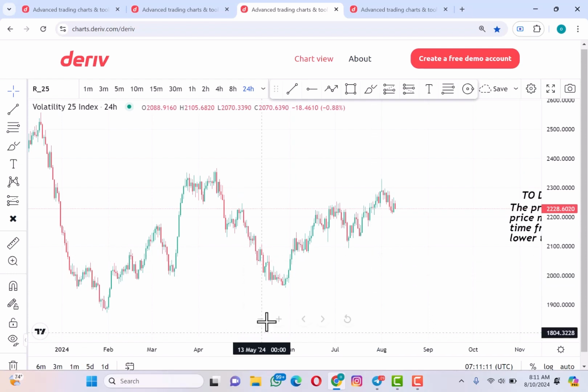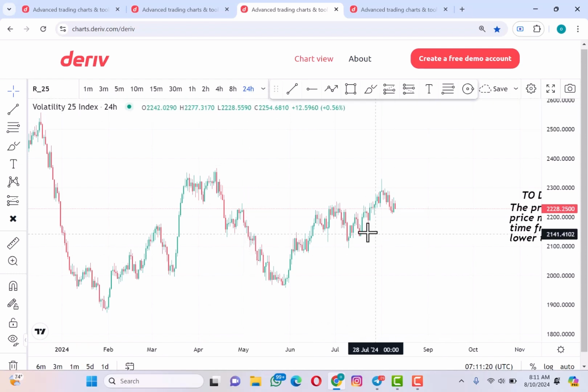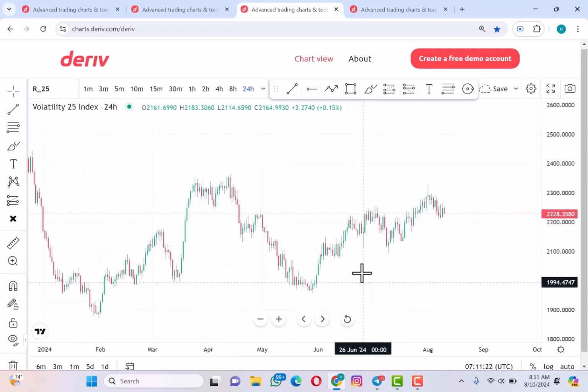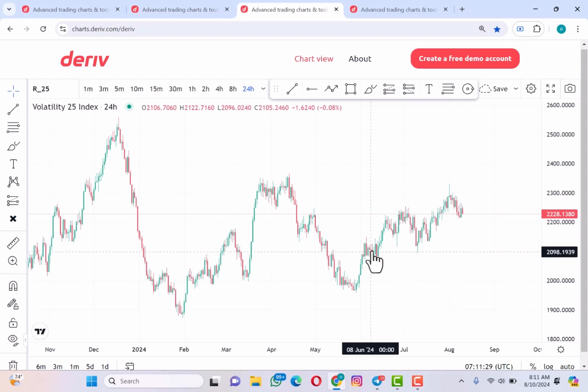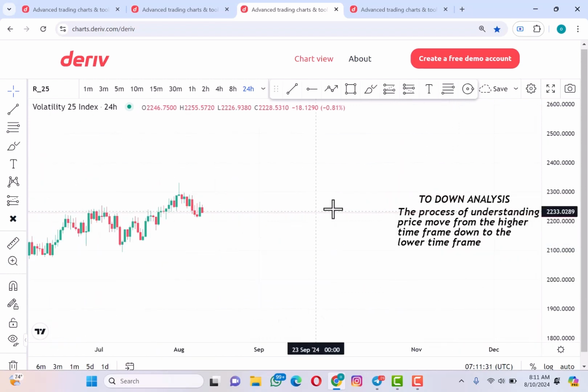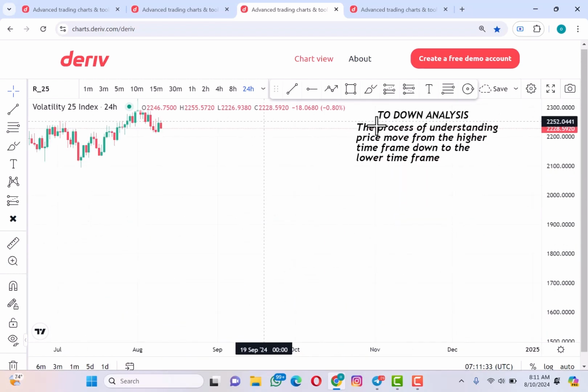Okay, so after that, you have to actually understand what is happening on the higher time frame. If you're a day trader, you should know what is happening on the daily time frame. You have to study the structure of the day, like where is price coming from and where is price going to. So on that same daily time frame, I think I have to write this down.